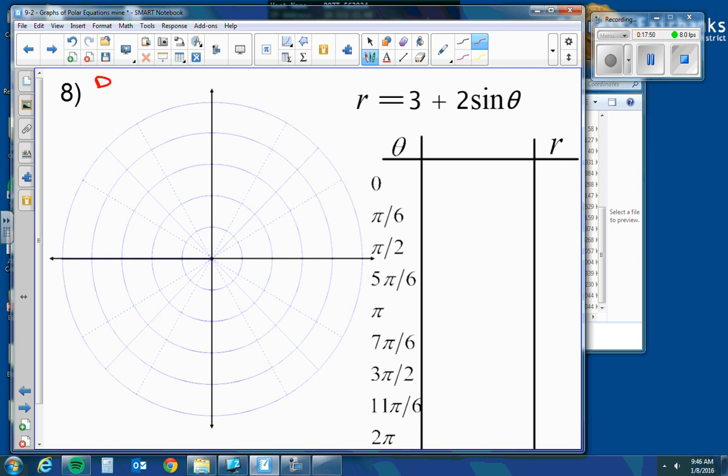This one will be a dimpled limaçon, and so it will not have a loop. Limaçon. That's not a C, it's a cedilla, I don't know what you call it in French. Something like that. But it's pronounced limaçon.